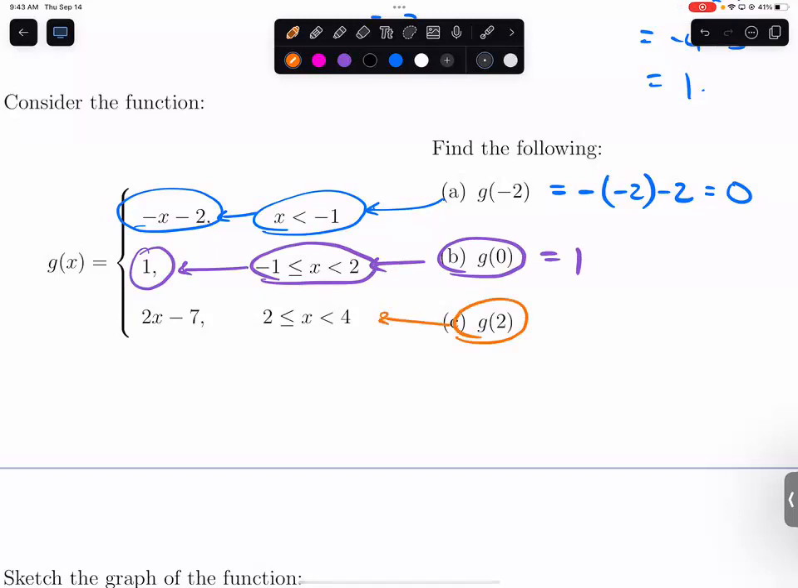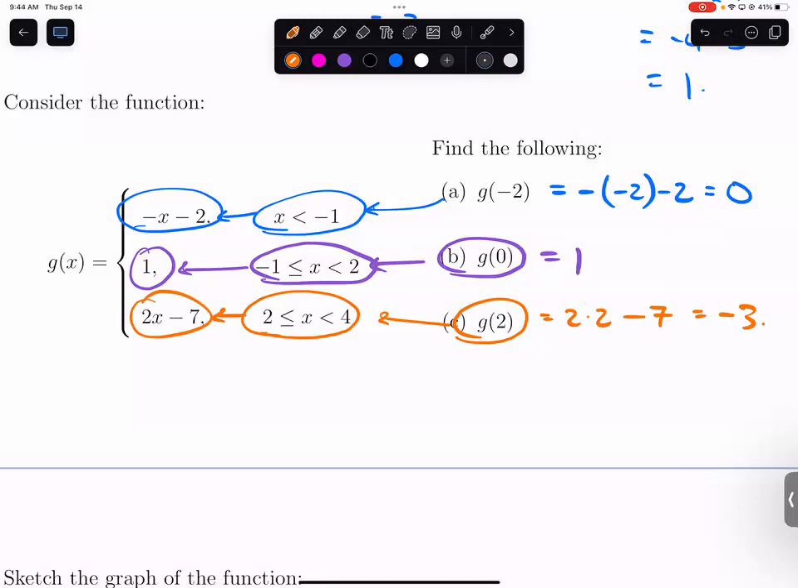2 is equal to 2, right? So the ones that land where we switch from one piece to the other, we need to be a little bit more careful with. Like 0 is definitely in between these two, lands right on the edge, but this is the one that says or equal to, so we take that one. Which means I plug 2 into this, and I get 2 times 2 minus 7, 4, so -3.